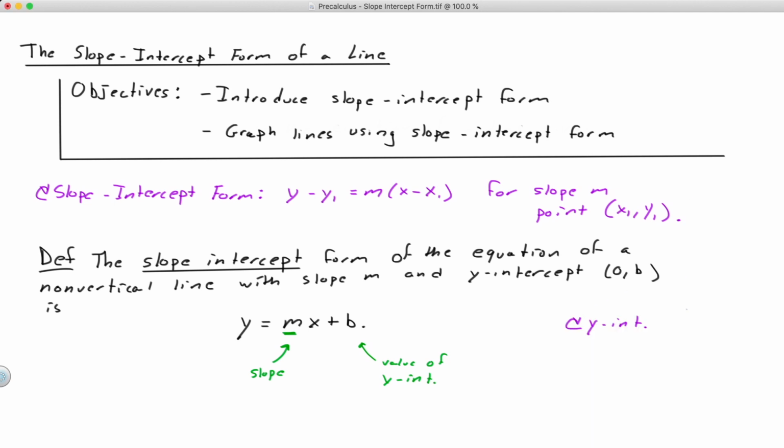Now, it's probably worth taking a quick recap here of what the y-intercept is. The y-intercept, which I'll just abbreviate as y-int, is just going to be the point where our function or our line intersects with the y-axis. So if we imagine a graph and we imagine a line, this point here is our y-intercept.